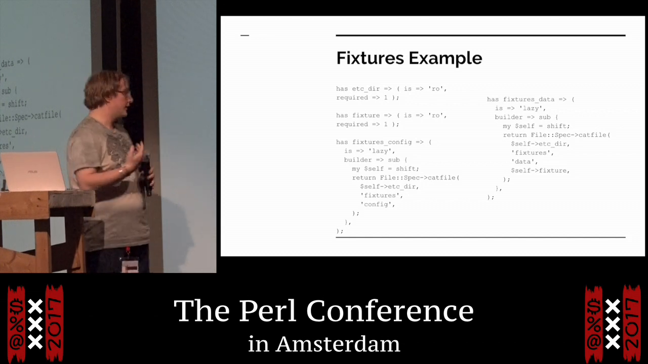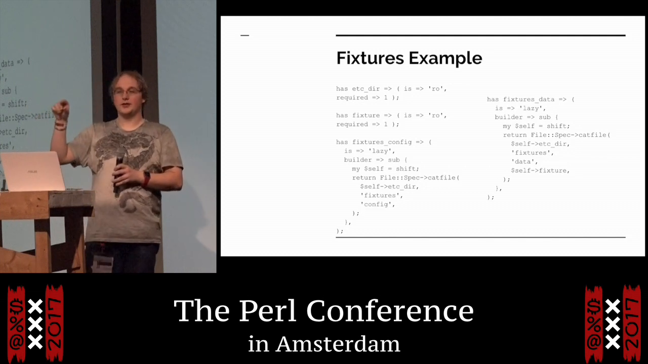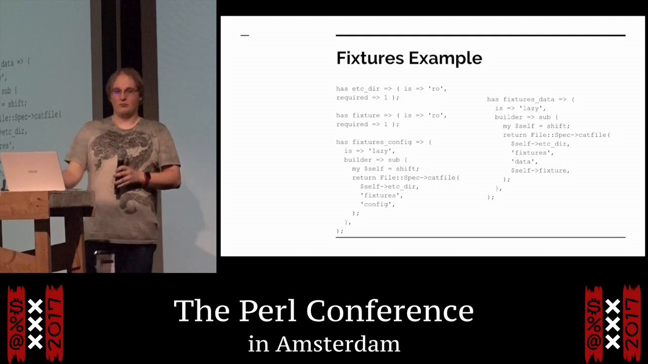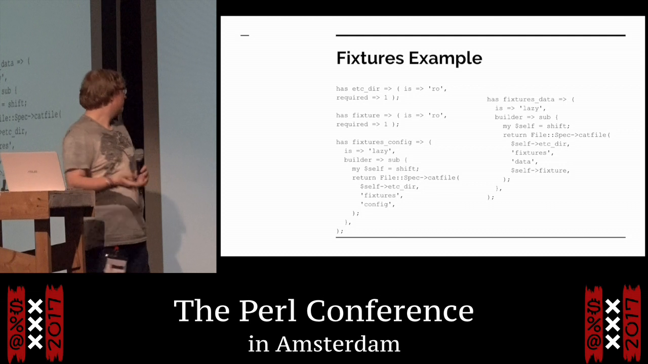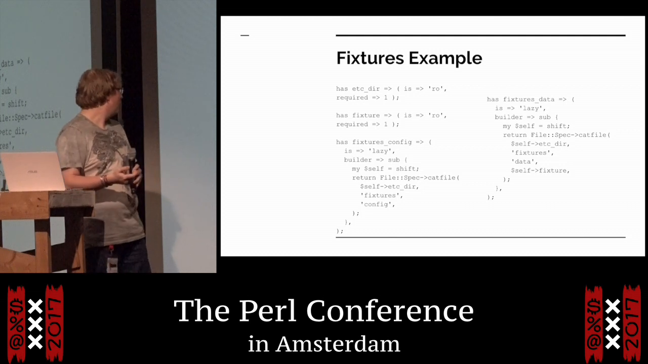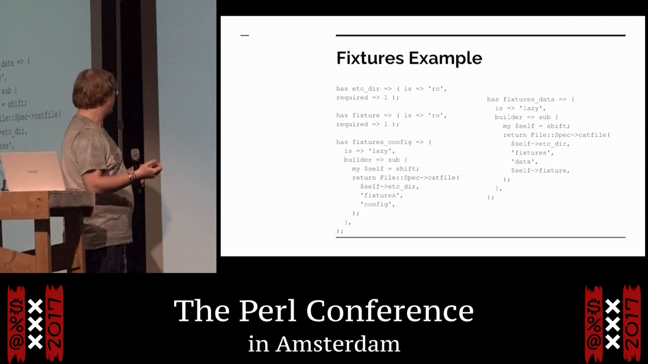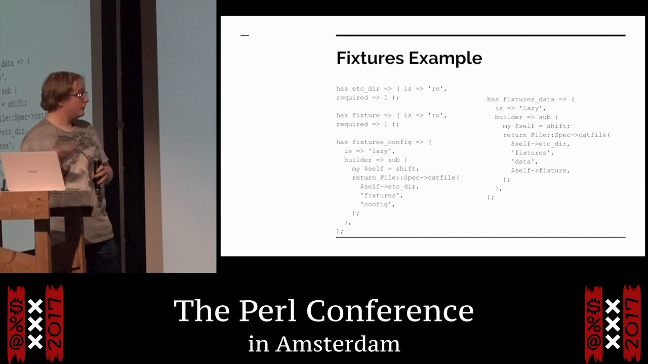I've got a basic attribute for the etc.dir because obviously if you're in a test folder you might be using recursive tests, at which point the etc.dir is in a different location for each test, so give it where it should be for it. And then the fixture name, read-only required, and then build the fixtures config using file spec cat file because you might be running on Windows, and same with the data folder.